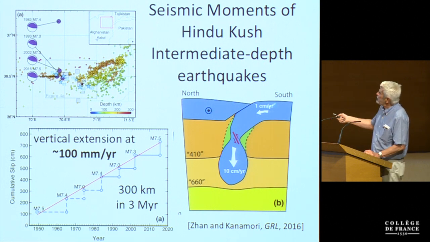Their interpretation is that you've underthrust India beneath, the Hindu Kush would be in here, and now you're breaking this through.